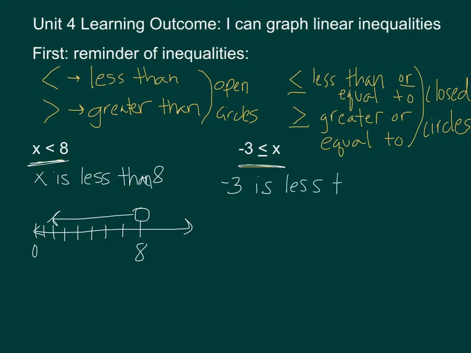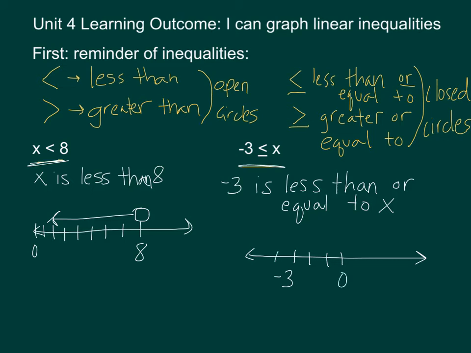Over here on the second problem, we would read this as -3 is less than or equal to x. -3 is less than or equal to x. So we have to think of numbers that -3 is less than or equal to. So this is a less than or equal to. So here's -3. 1, 2, 3. So there's -2, -1, 0. Here's -4, -5. All right, so less than or equal to, so right away I know it's a closed circle, okay, because it could be equal to -3.